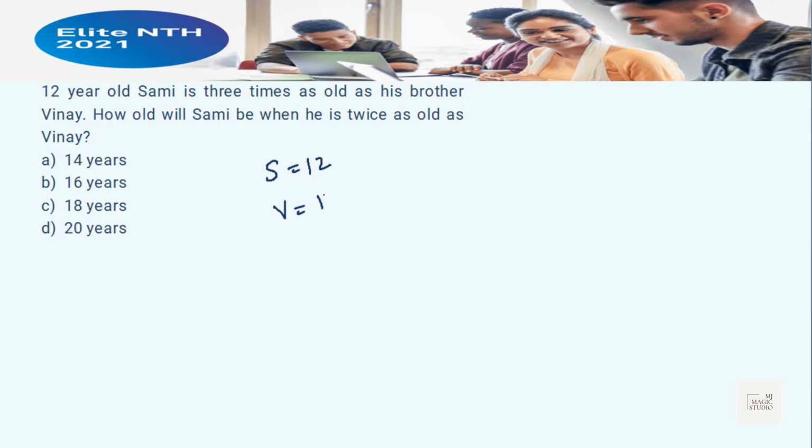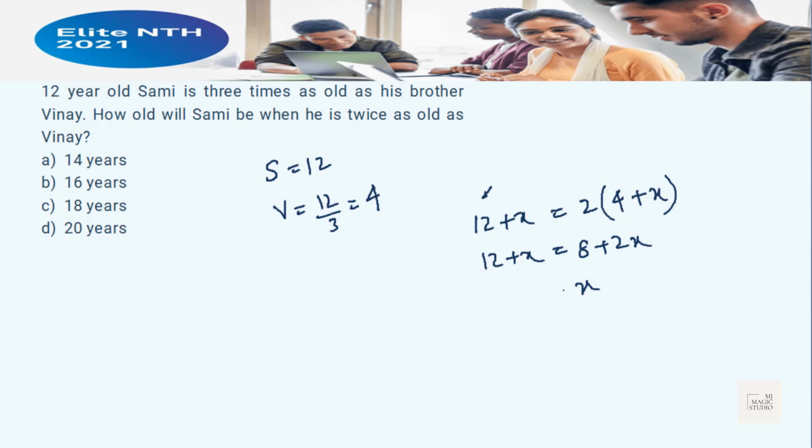Sami is 12 years old, then Vinay would be 12 by 3, that is 4 years old. How old will Sami be when he is twice as old as Vinay? Okay, so maybe after X years, this will happen. So 12 plus X is equal to twice of 4 plus X. 12 plus X is 8 plus 2X. So X is equal to 4.